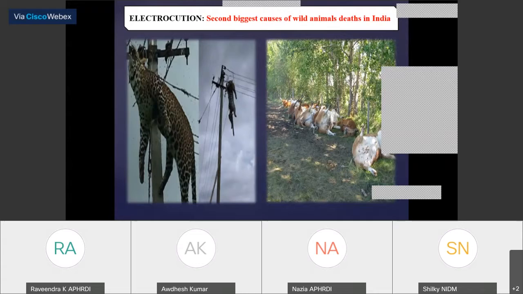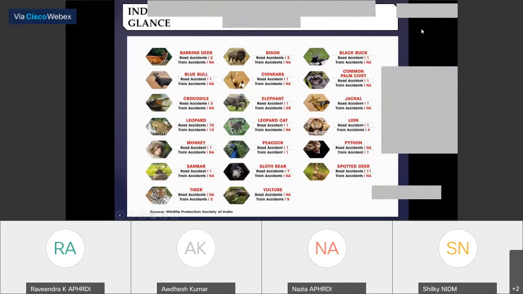Another problem is electrocution. That is the second biggest cause of wild animal deaths in India. You can see this data, rail wildlife accidents at a glance. Here you can see the number of wild animals losing their lives each year. With the unsustainable transport model development, transport is passing through their natural habitat, that is their home, and they are losing their lives.